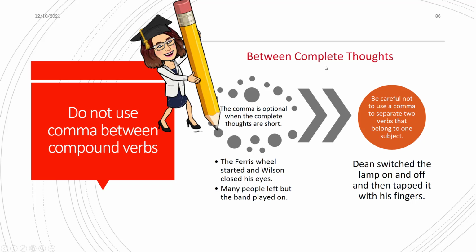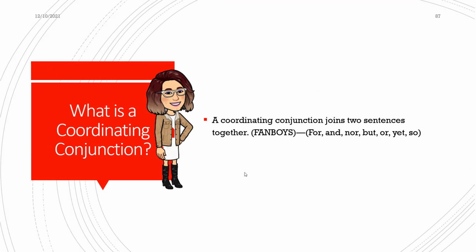So the comma is optional when the complete thoughts are short. This one differs from teacher to teacher. Most teachers still insist that if you have for, nor, so, but, yet, you still have to have a comma there. So different teachers debate. But to be on the safe side, every time you see FANBOYS, you always use a comma when it's between two sentences.